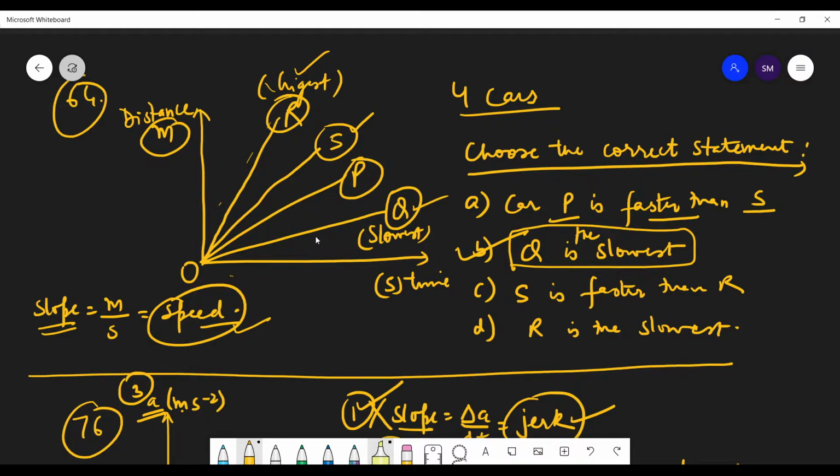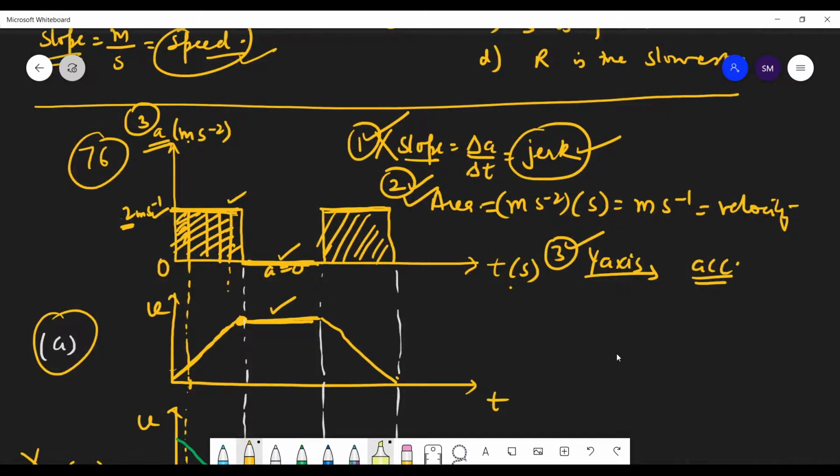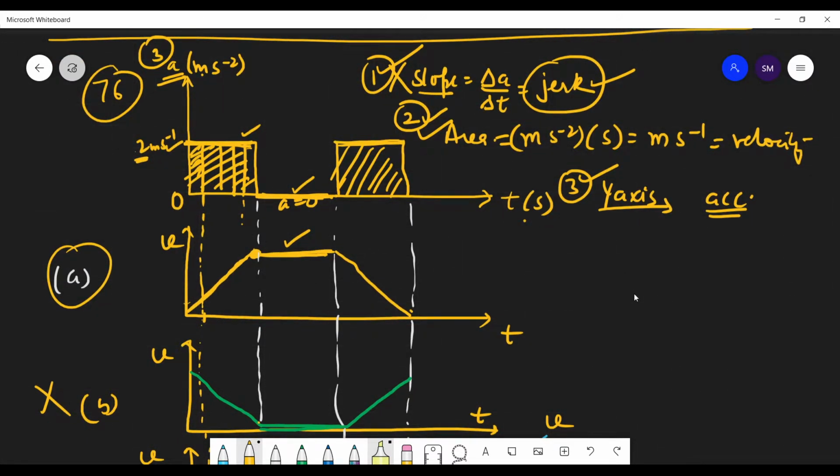Okay, these are the 4 cars, PQRS. Now the next question. See, this is question number 76 in your NTSC book. This graph is between A and T. And we have to tell which of the velocity time graphs is of the same body.